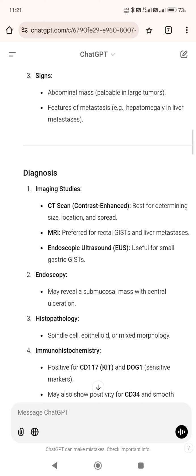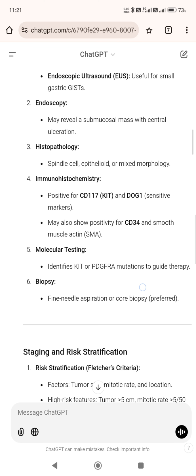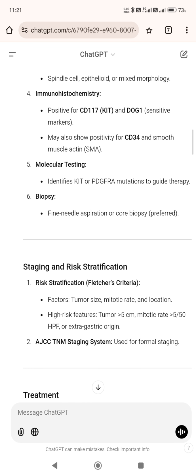3. Histopathology: spindle cell, epithelioid, or mixed morphology. 4. Immunohistochemistry: positive for CD117, KIT, and DOG1, sensitive markers. May also show positivity for CD34 and smooth muscle actin, SMA. 5. Molecular testing identifies KIT or PDGFRA mutations to guide therapy. 6. Biopsy: fine needle aspiration or core biopsy is preferred.